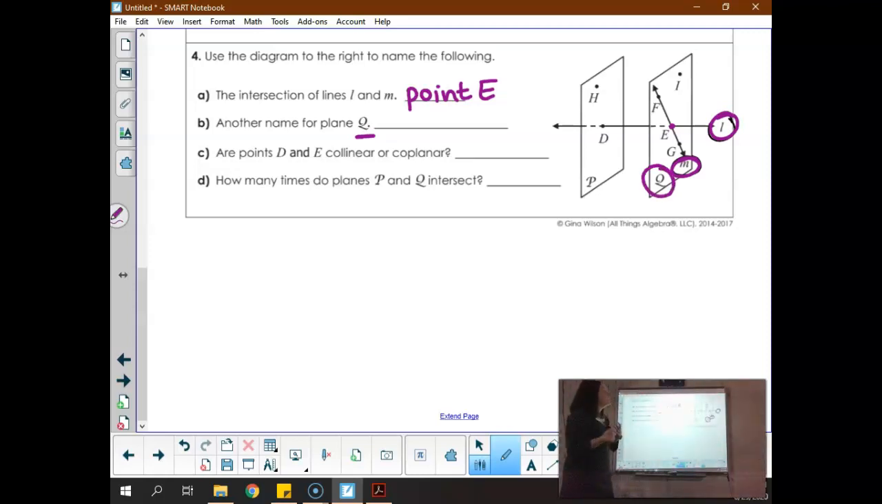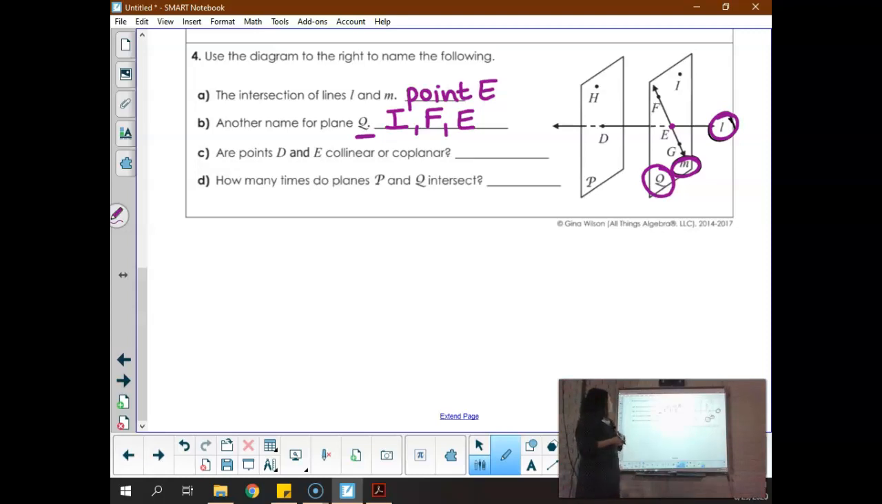All right, so again, when you name a plane, if you're not going to use the fancy script, you need to use 3 non-collinear points. So if I'm feeling a little lazy, I know I have to include I because that's the only point that is not on line M. And then I'm just going to pick 2 of the points on line M. So we'll go I, F, and E.